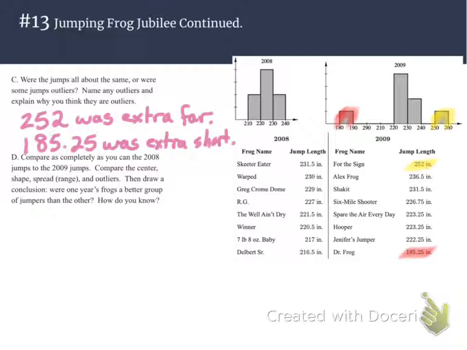Okay. Outliers, we talked about that. We talked about the range. Okay, cool. So were one year's frogs a better group of jumpers than the other?